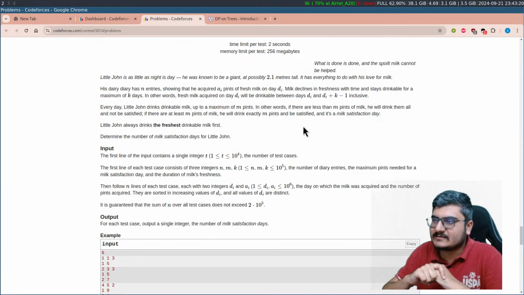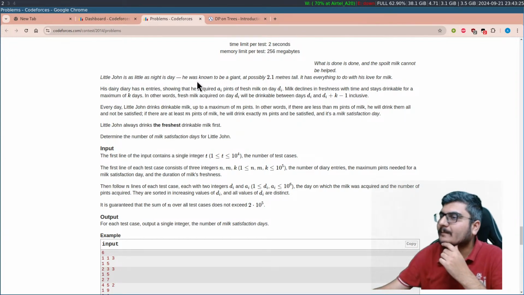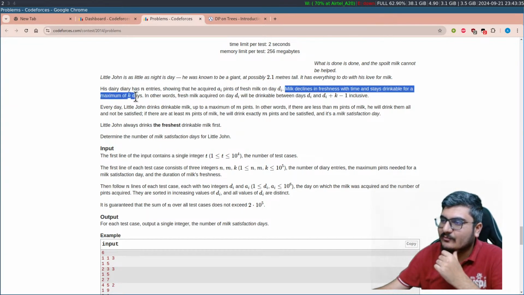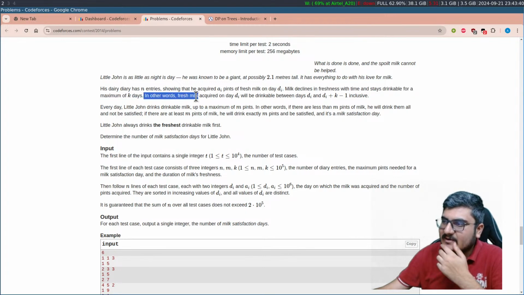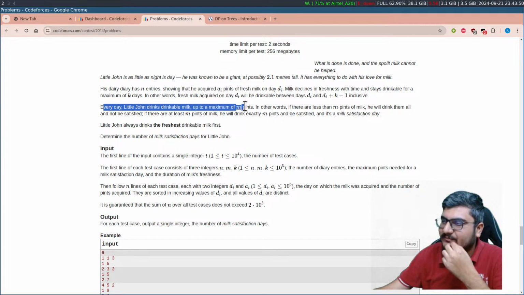Problem D says Milky Days. Little John, let's just ignore the story. His dairy has n entries showing that he acquired a_i pints of fresh milk on day d_i. Milk declines in freshness with each day and stays drinkable for a maximum of k days. In other words, the fresh milk acquired on day d_i will be drinkable between day d_i and d_i plus k minus 1, both included. Each day Little John drinks drinkable milk up to a maximum of m pints.